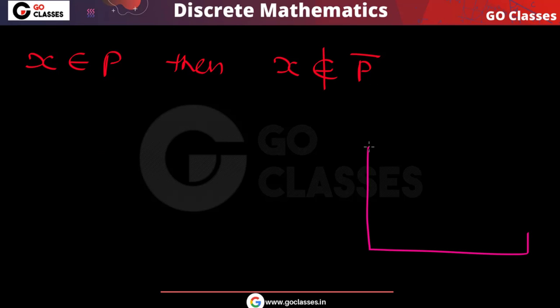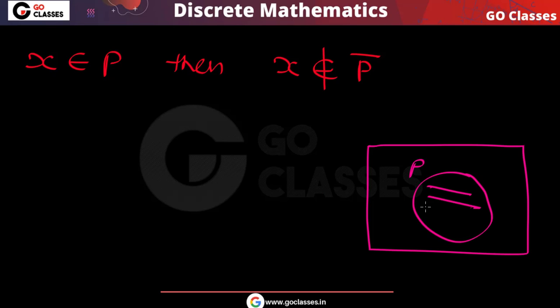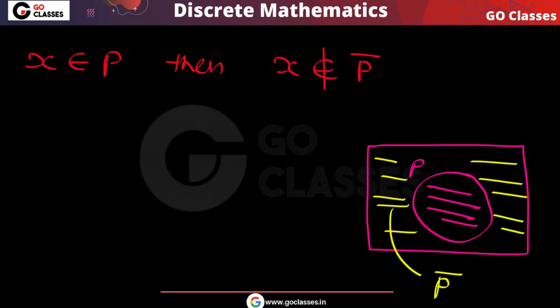Now further, if X belongs to P, then I can say that X does not belong to P bar, the P complement. If X is in P, then definitely X is not in P bar. Let's assume this is the set P. This area is P, and this green area is P bar. If X is in P, then X is not in P bar.